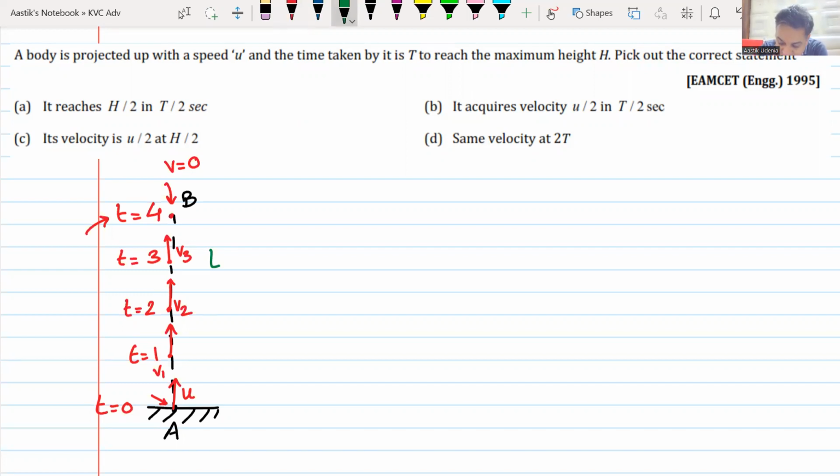At 5 seconds, it will be exactly at the same position as it was at 3 seconds. At 6 seconds, it will be exactly at the same position it was at 2 seconds. At 7 seconds, it will be at the same position as at 1 second, and at 8 seconds, it will come back to the point where it was released. Do we understand this?